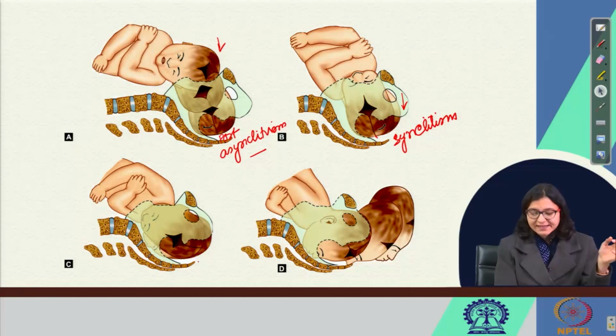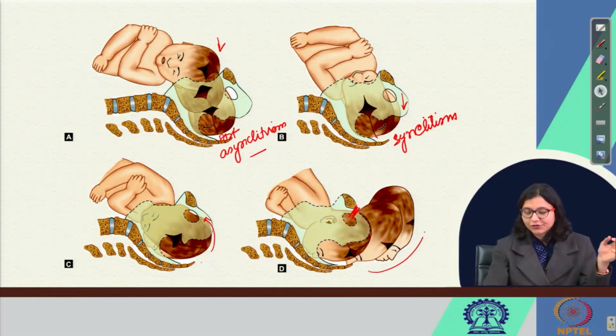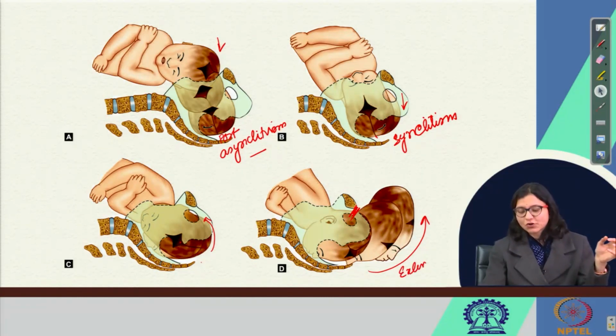With further descent, there is rotation, and see now this bregma will go behind. So, there is rotation, and the occiput will come behind the symphysis pubis, and there will be delivery of the fetal head by the process of extension, right.